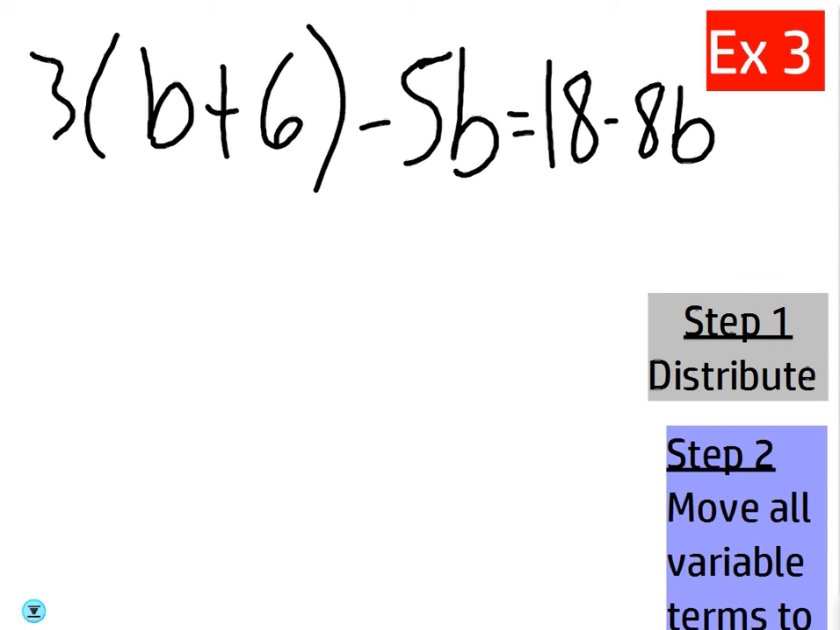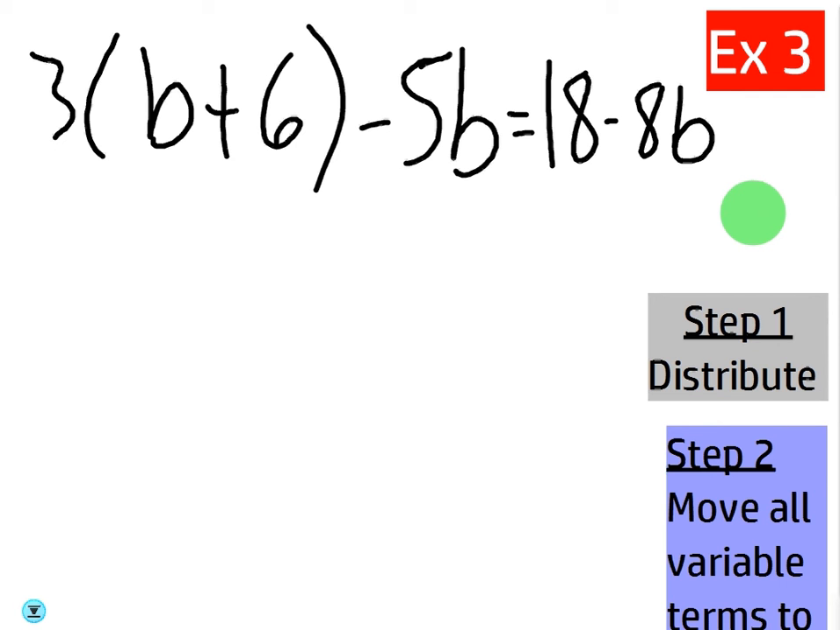Okay, we have 3 times b plus 6, minus 5b equals 18 minus 8b. So the difference you might notice right offhand is we have the variable on the same side as the distribution, which is fine, because if you follow the steps, you'll still get the right answer. So this will be our final example, and then I'll get you the assignment.